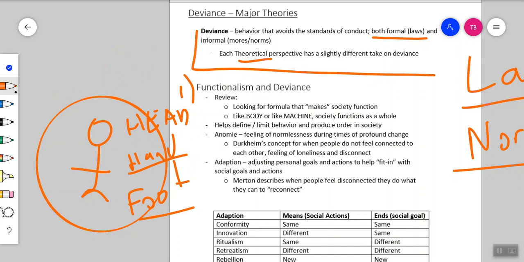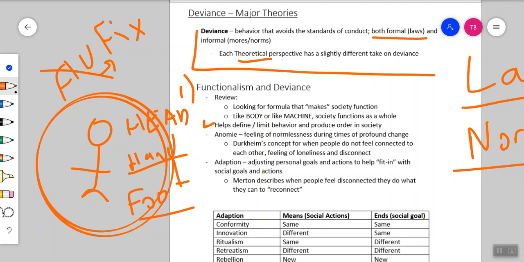So given that, when we're talking about deviance from this perspective, in functionalism, they view it as helping define or limit behavior or produce order in society. So deviance from a functionalist perspective helps define or limit behavior to produce order. So basically saying that if something is not working in society, if something is disordered, then it's bad. So functionalists tend to see deviating from the norm as something not working correctly; we've got to fix it. Using the body metaphor, you might think deviance might be something like somebody's sick. If somebody has the flu, that's sort of like a deviance, where the system is not working properly. So you'd want to be able to fix it.